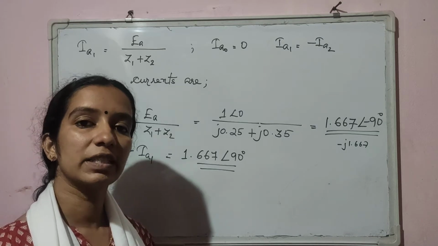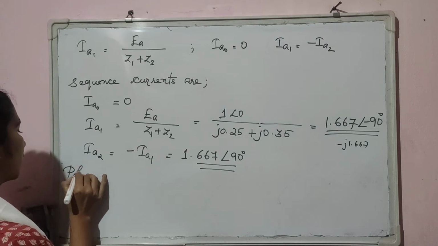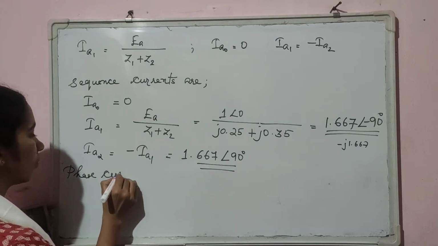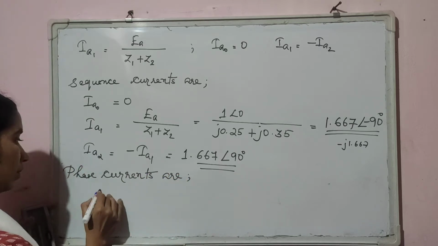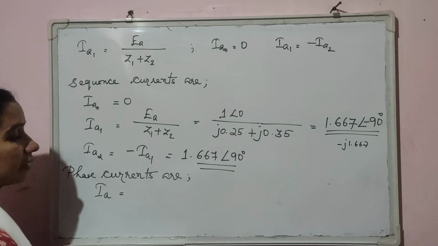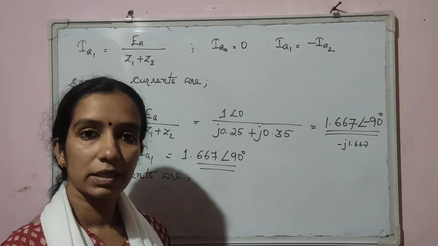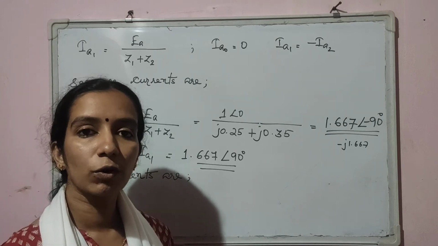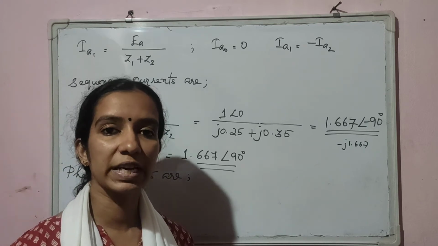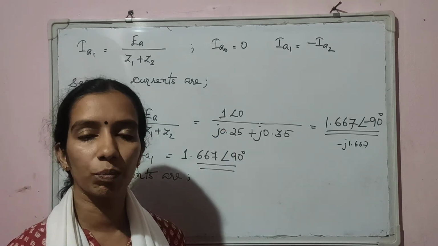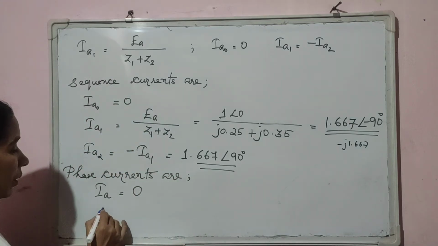Now we can calculate the phase currents IA, IB and IC. The phase currents are: first one is IA, and we don't have to actually calculate IA. It is given in the question that before the fault occurs, the alternator is unloaded and the fault is between phases B and C. So phase A will be open and IA is equal to 0. So IA is 0.